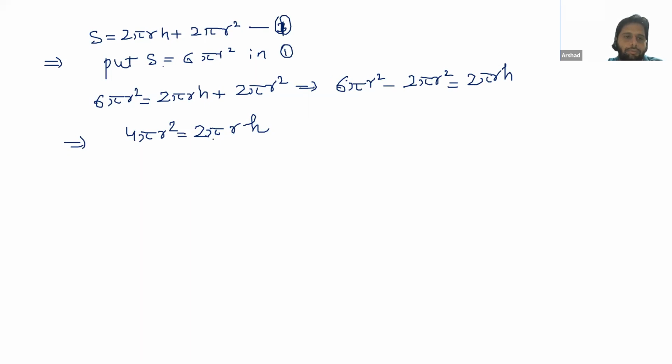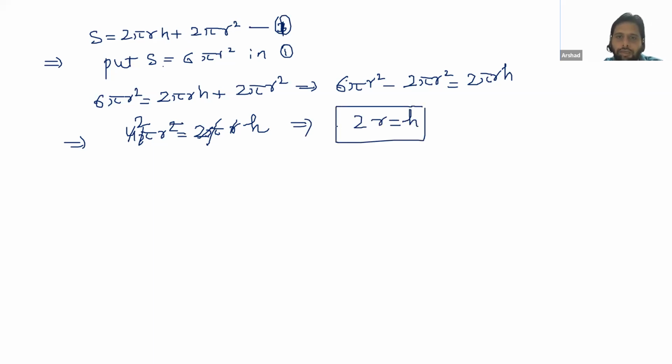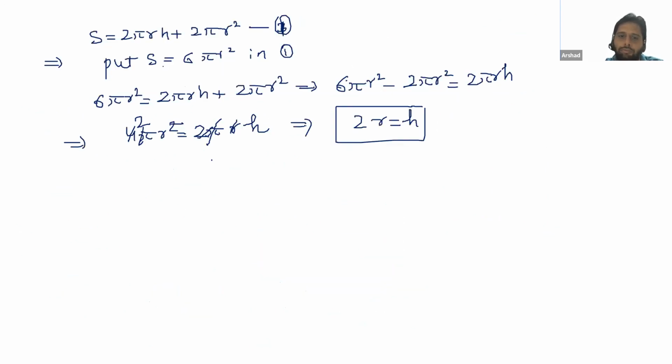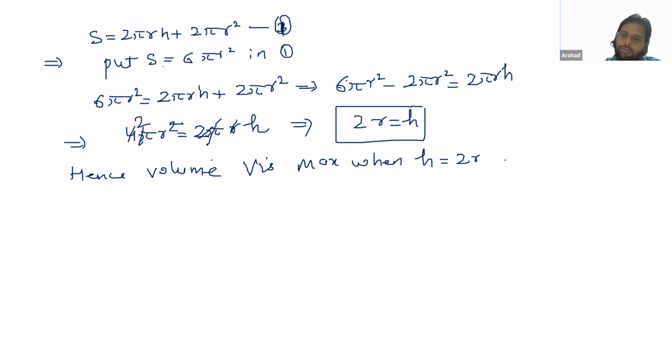Okay, then cancel this 2 pi, cancel this 2, and this r cancels. So you get 2r is equal to h. So if we use that value of radius, then we get h equal to 2r. So we can write, hence the volume is maximum when the height h is equal to 2r, that is equal to the diameter.